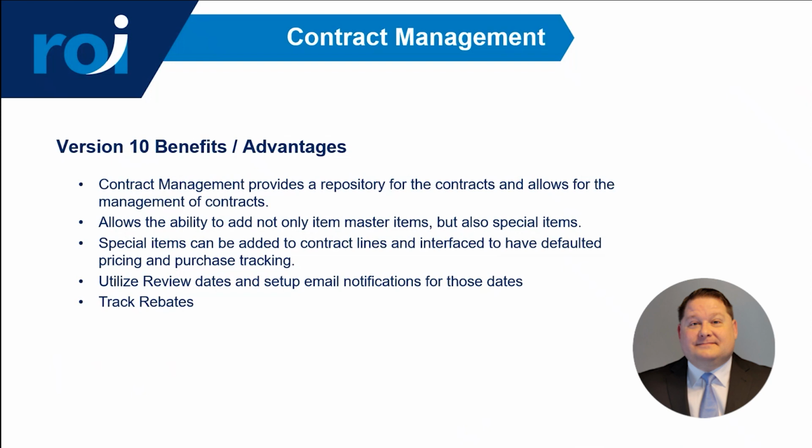And so what this allows you to do is not only add item master items to a contract and have that pricing default, but it allows you to add special items to a contract as well. So when a requester is searching for an item and they know that it's not in Lawson, or they're just looking to see if it is in Lawson, they can still search by those special items as well.